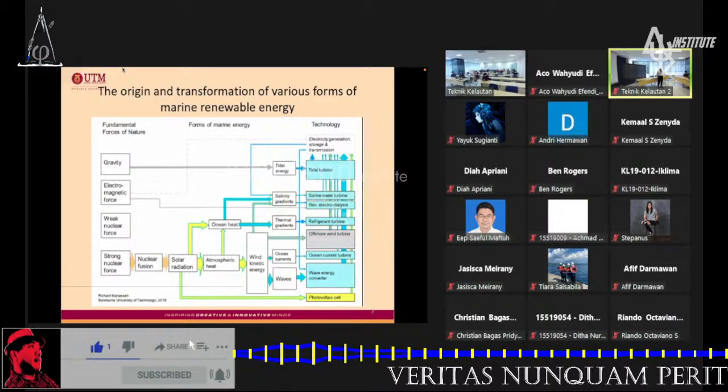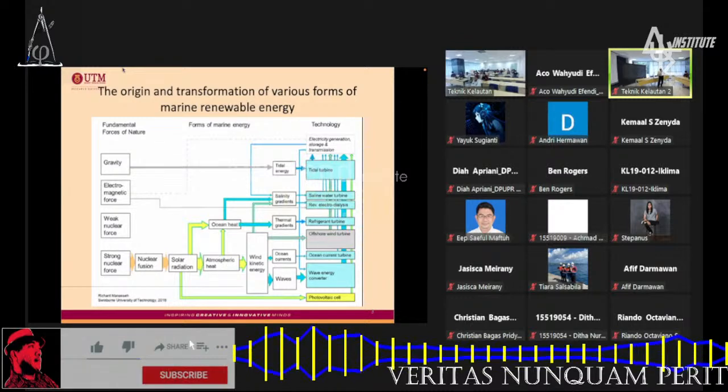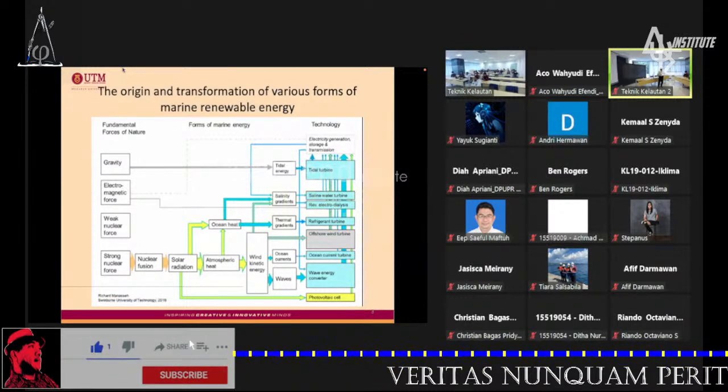Basically an overview of the different energy that we can use. The sun, solar. So there are different possibilities of fueling the energy. But for this presentation, I just focus on the turbine, tidal current turbine.